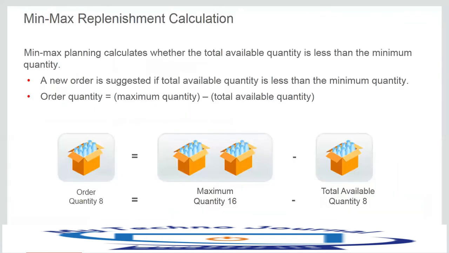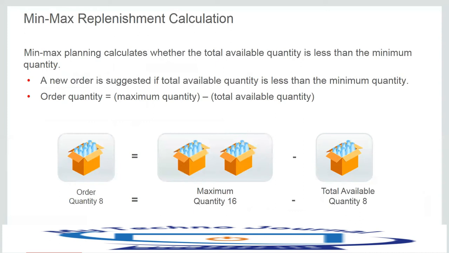Now, the calculation. How does the system calculate when to replenish? We know that the moment the on-hand quantity of the item goes below the minimum quantity, considering all the supplies and demands at that moment, that is when to order. How much to order is dependent upon what maximum quantity you have set.